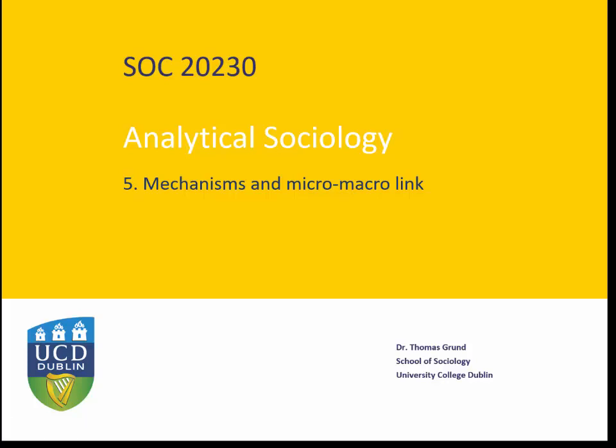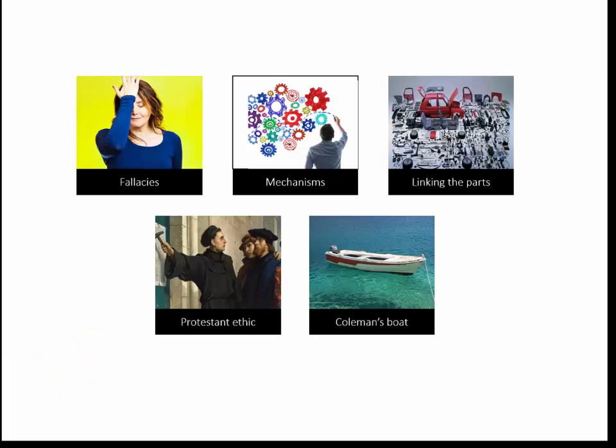Okay, so today I want to talk to you about mechanisms and the micro-macro link. So here we go. This is the plan for today. I'm going to follow up on fallacies that we talked about last time and then jump into mechanisms. And then in the last three parts, I want to really talk about James Coleman's boat as a way of thinking about how we connect the macro and the micro level with each other.